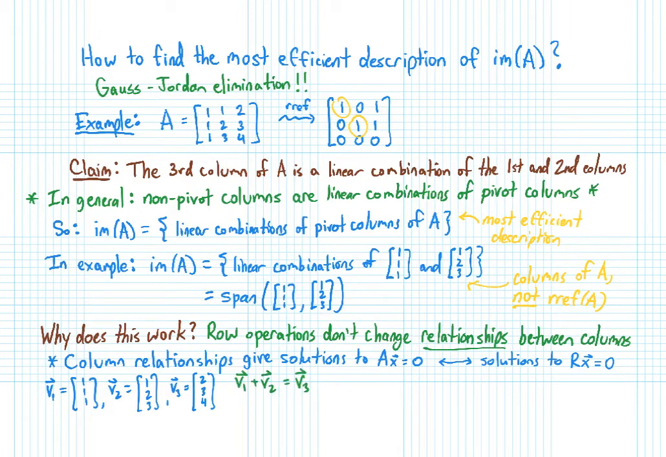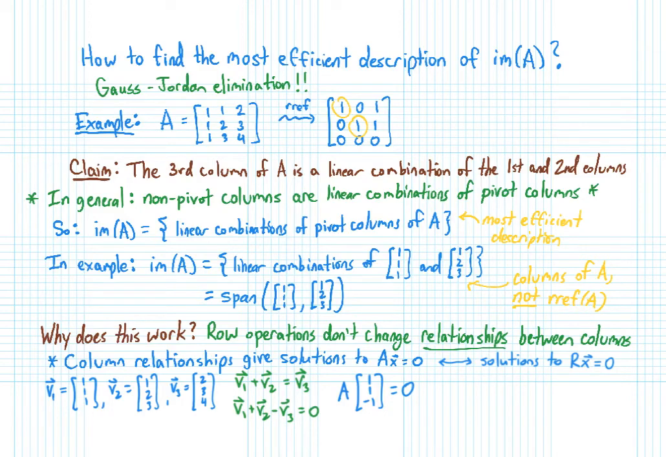Now the relationship between these columns that we know is that v3 is v1 plus v2. But we could move the v3 to the other side of the equation to write it like this: v1 plus v2 minus v3 is equal to 0. And now this can be reinterpreted as an equation involving the matrix A. And that equation is that A times (1, 1, -1) equals 0. Those numbers are the coefficients. It's 1 times v1 plus 1 times v2 plus -1 times v3.